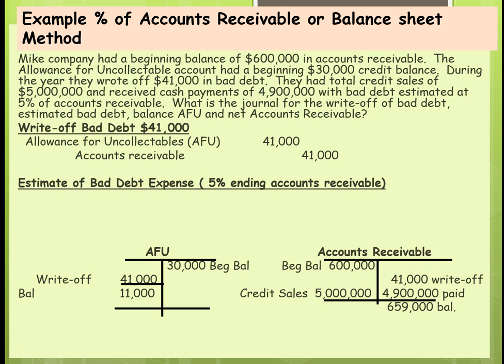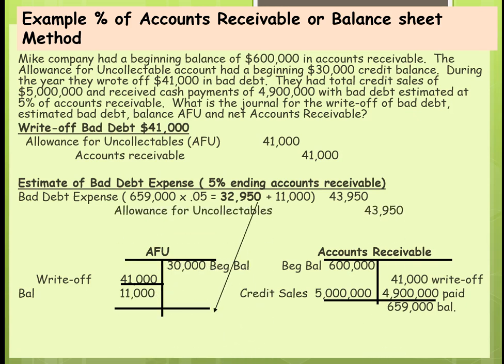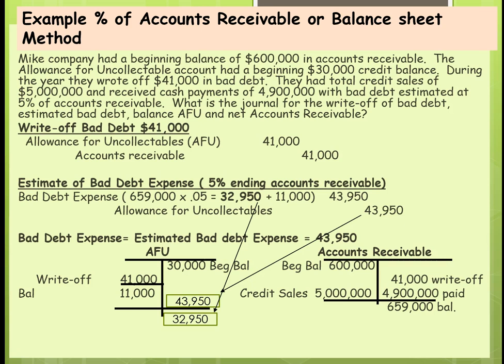So when we take 659 times 5%, it tells us our ending balance should be $32,950. However, we have an $11,000 debit balance, so we have to add that to that. So our actual bad debt expense is $43,950. And if you notice, if we plug that in, we get the ending balance we want, which is $32,950. Now, net accounts receivable is going to be $626,050.